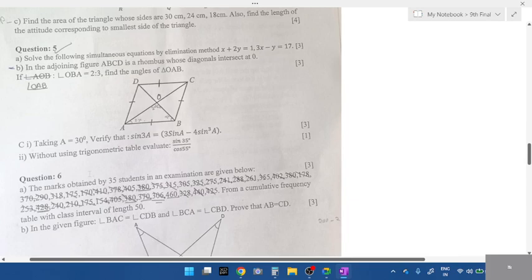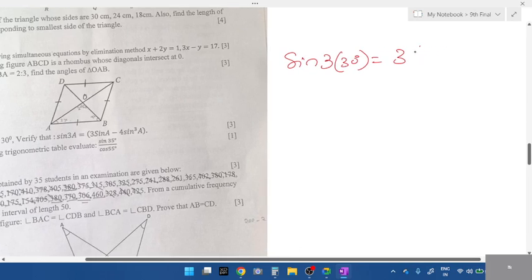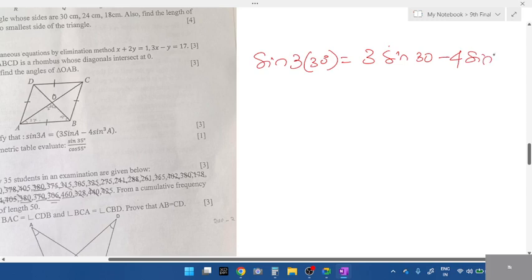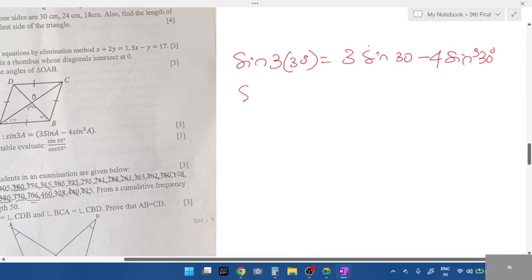Next, which is the next one, students? Trigonometry. See the first one. What is the value? So I'll substitute here. Sine 3 into 30. 3 into sine 30 minus 4 into sine cube 30 degrees, students. What is 3 into 30? First 90, not 9, 90, right?